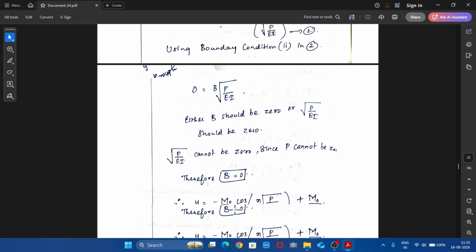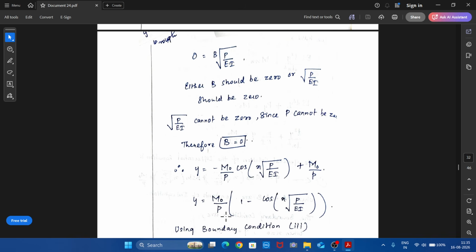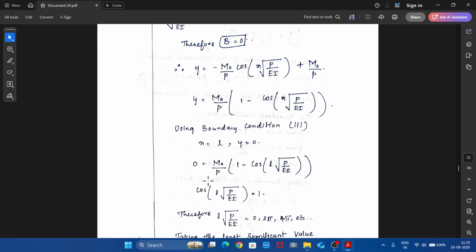Therefore, the equation becomes y equal to, we have got A as minus M naught by P, so minus M naught by P cos x root P by EI plus M naught by P. Taking M naught by P as a common term, we are getting 1 minus cos x root P by EI. Now we can use the third boundary condition, that is put x equal to L, y equal to 0. So 0 equal to M naught by P into 1 minus cos L root P by EI.